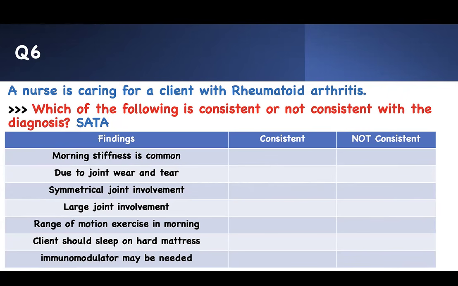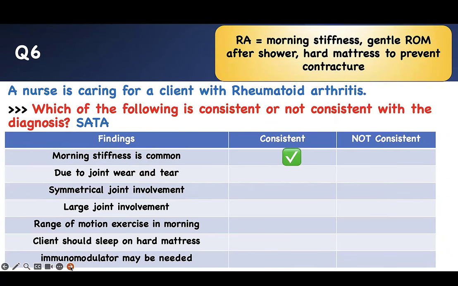Autoimmune disease, morning stiffness, of course, it's a joint involvement. When there is a joint problem, of course, morning stiffness is a common thing that you're going to see. Due to joint wear and tear? Remember, it's autoimmune. It's an anti-what? Autoimmune disease. It has nothing to do with wear and tear. Wear and tear is pressure, injury to your joint, and that is osteoarthritis. It does not include that.